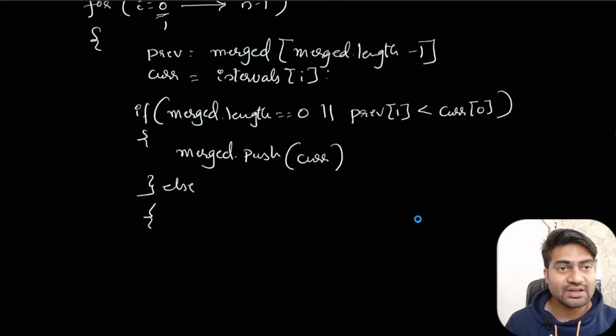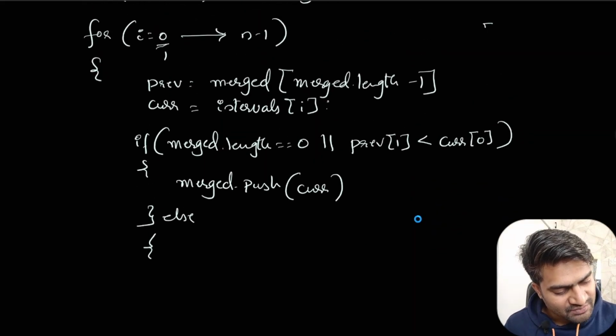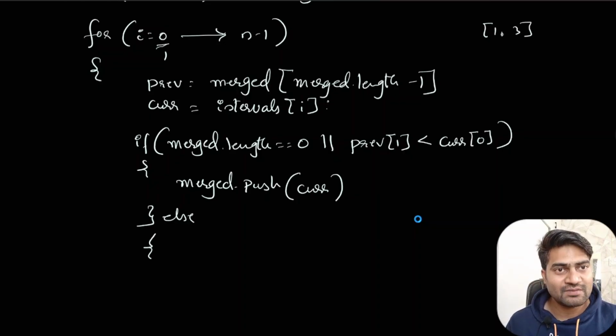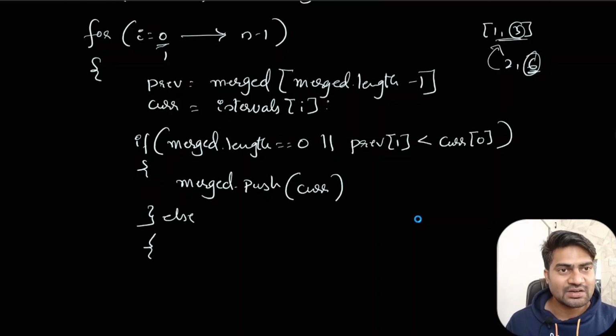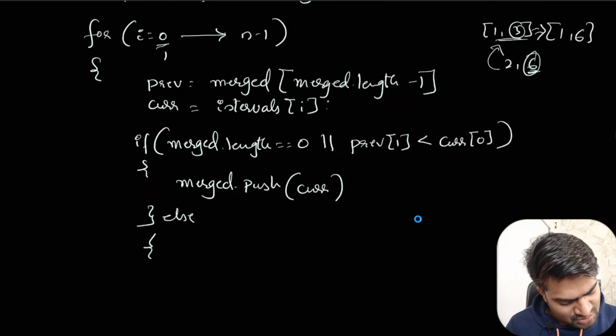So if we need to merge, then basically what we need to do, say for example, we have 1 comma 3 in our merged array, then we got 2 6, then we will have to merge this to 1 comma 3, right? So it means we simply need to update our last value. So we can take the maximum value, and if we simply update this particular 1 3 with 1 6 something like this, if we make this modification, then that is done. So I'm trying to do that.